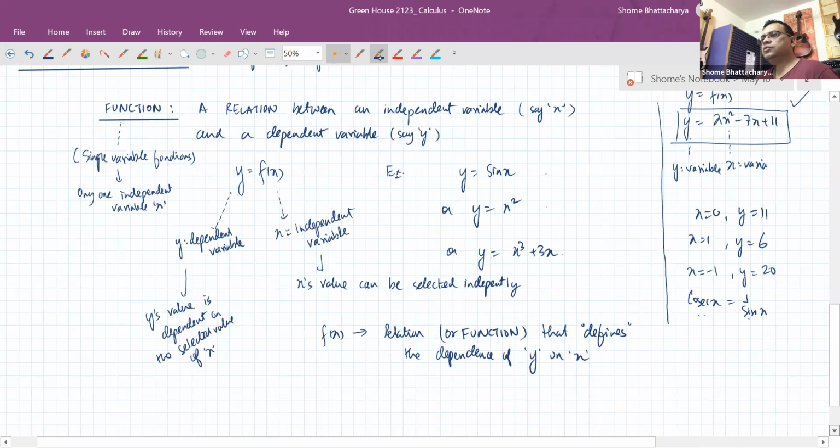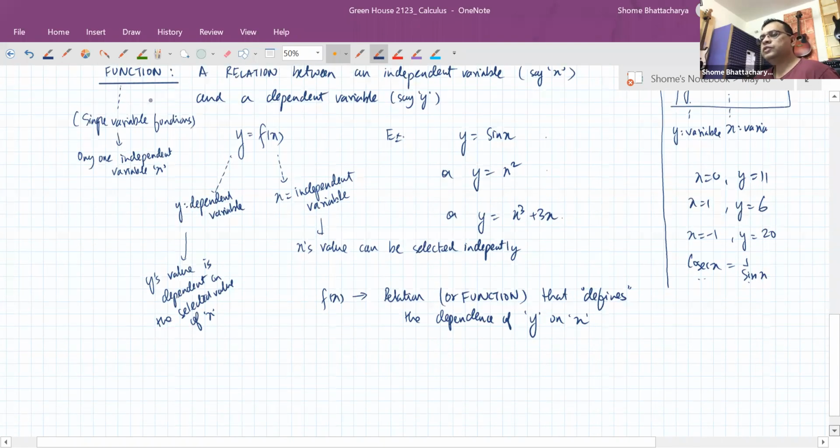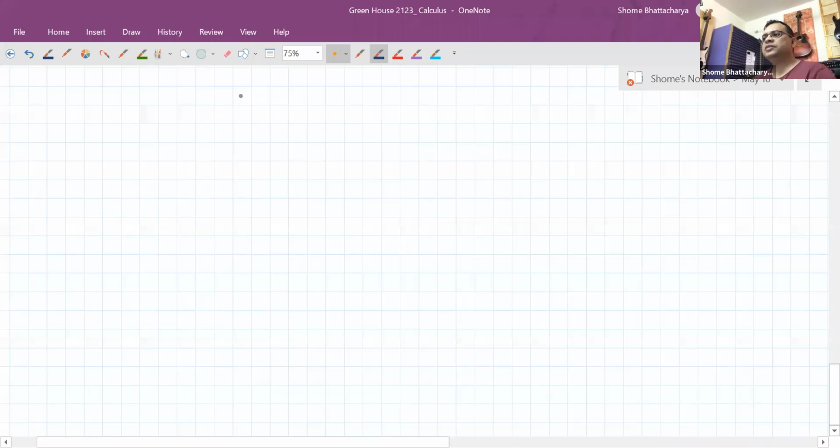Now, just before we proceed further, we have seen that a function is a relationship that we define by some kind of maths expression. But there is a slight difference between the term relation in maths and the term function. Function is a subset of relation. Before I proceed, let me answer some questions which have come through the text messages.